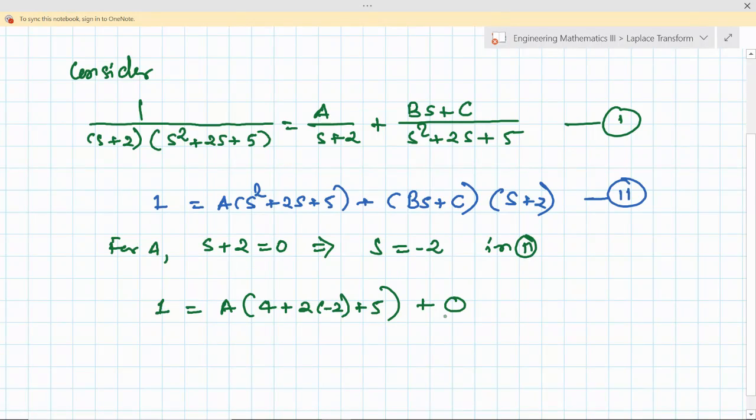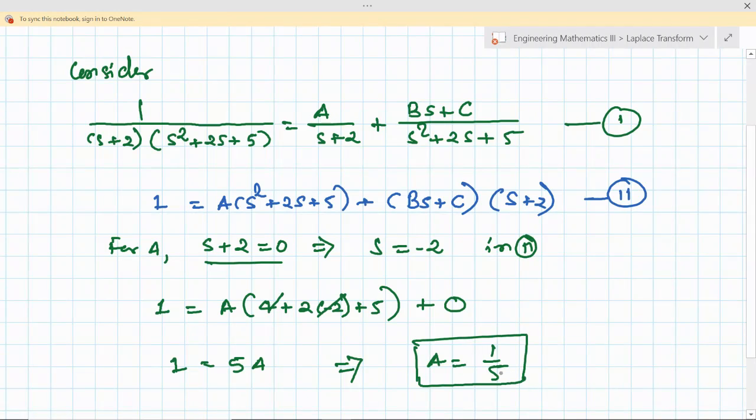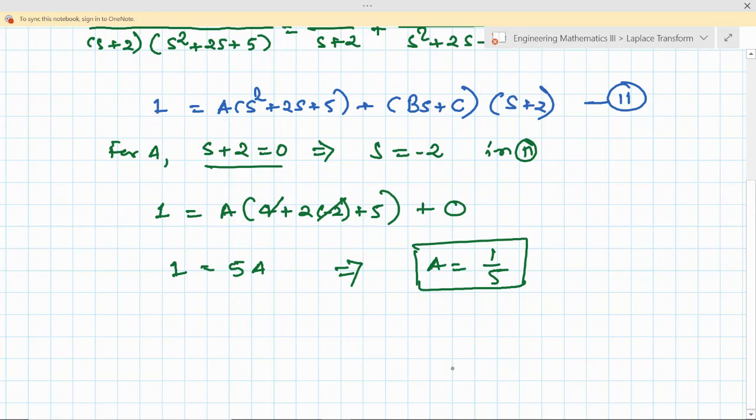Because this term totally becomes 0, since s plus 2 is 0. So this 1 equals this 4, and minus 4 gets cancelled, only 5a is there, and from this what I get, a is equal to 1 by 5. So from this a is equal to 1 by 5, isn't it? This is my answer. A is equal to 1 by 5.